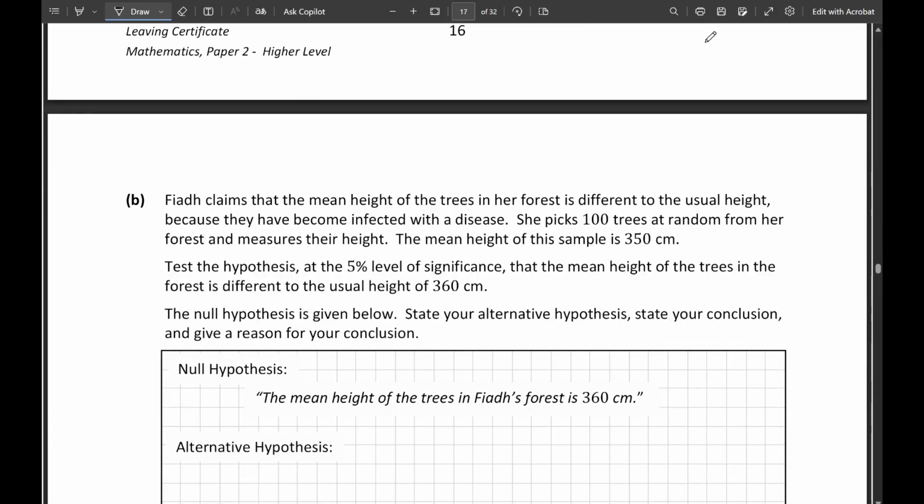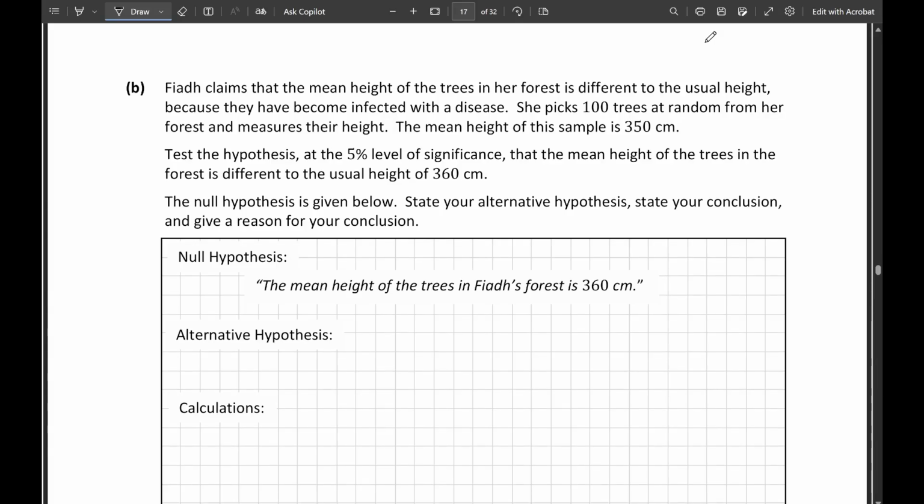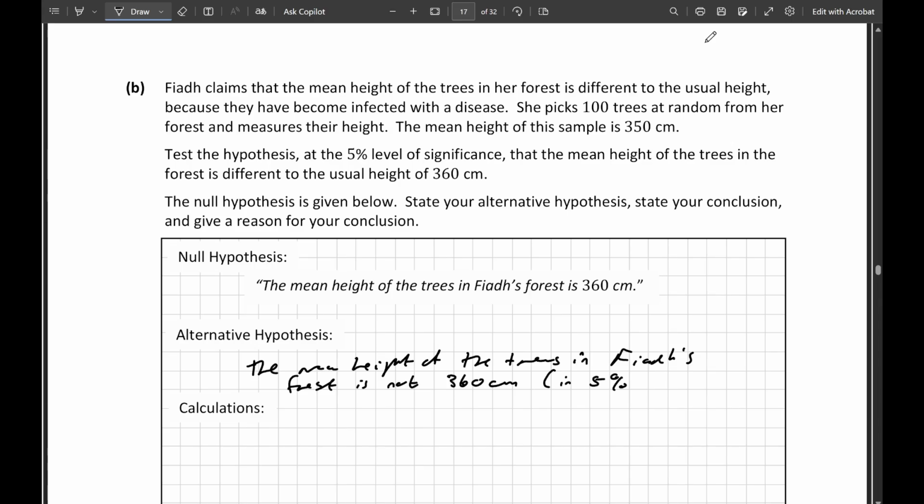Okay, Fia claims the mean height of the trees in her forest is different to the usual height because they become infected. She takes 100 trees at random from her forest and measures their height. The mean height of this sample is 350. Test the claim. So the null hypothesis is that the mean height of the trees is 360. The alternative would be that the mean height of the trees in Fia's forest is not 360 centimeters, in this case at a 5% significance level.